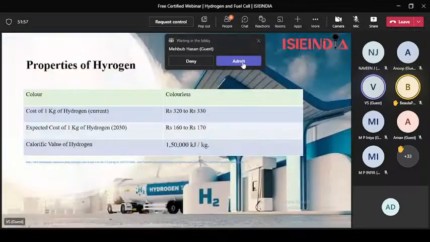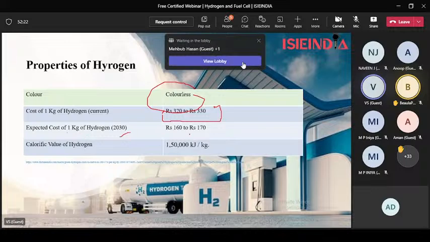These are some properties of hydrogen, like hydrogen is colorless. Now talking about the cost, what is the cost of 1 kg of hydrogen? We can see it is about 322 rupees, and it is expected that the cost of 1 kg of hydrogen by 2030 will be 160 to 170.